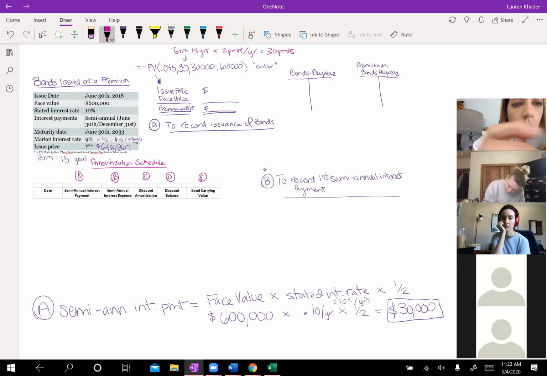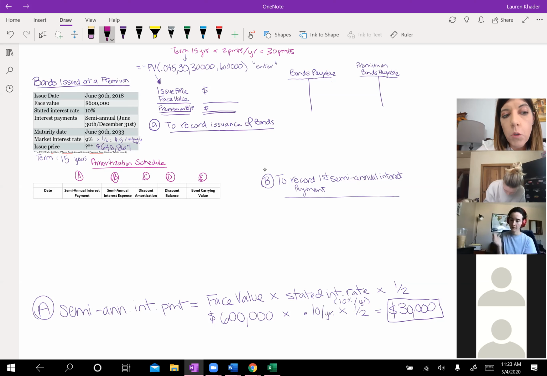Okay, so first things first, let's calculate out that premium. So we know that we're paying out 10% interest each year. Similar bonds are paying 9%, so we're paying one percentage point higher than similar bonds. We're issuing them at a higher price than the face value, so we know that these are premium bonds. They're going to pay us more at the front because they're going to earn more interest over time.